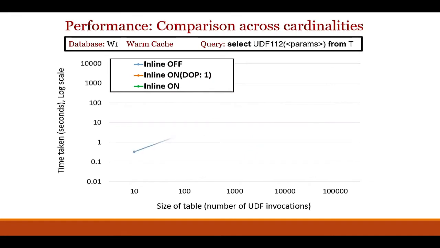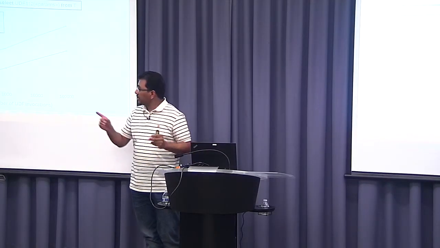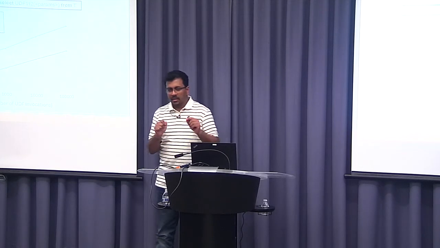Both x axis and y axis are log scale here. So this is basically a linear degradation without inlining as the size of the data grows. This one is where we have turned on the inlining, but one restriction we have put here is that we didn't enable parallelism. The DOP stands for degree of parallelism.